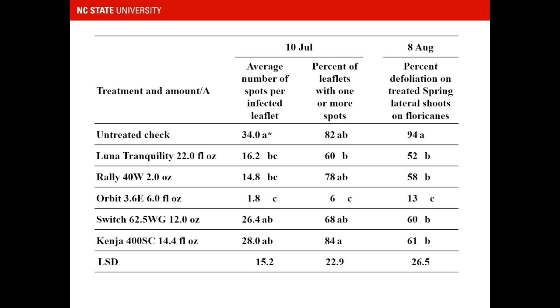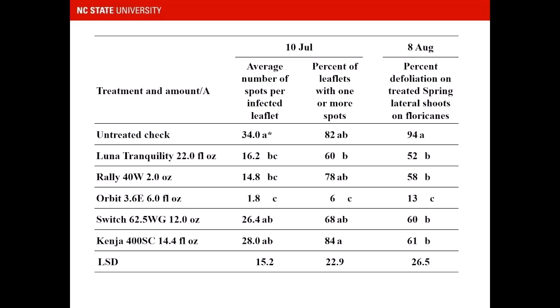So that's pretty peppered up. That's a rough looking leaf there. Best treatment was Orbit, 1.8 average number of spots per infected leaflet. And then the next, percent of leaflets with one or more spots, was really striking. The untreated check, basically 82% of the leaves had at least one spot on them. Then you go down to our best treatment, which was Orbit, and only 6% of the leaves had any spots. So really felt like this cleaned it up really well.